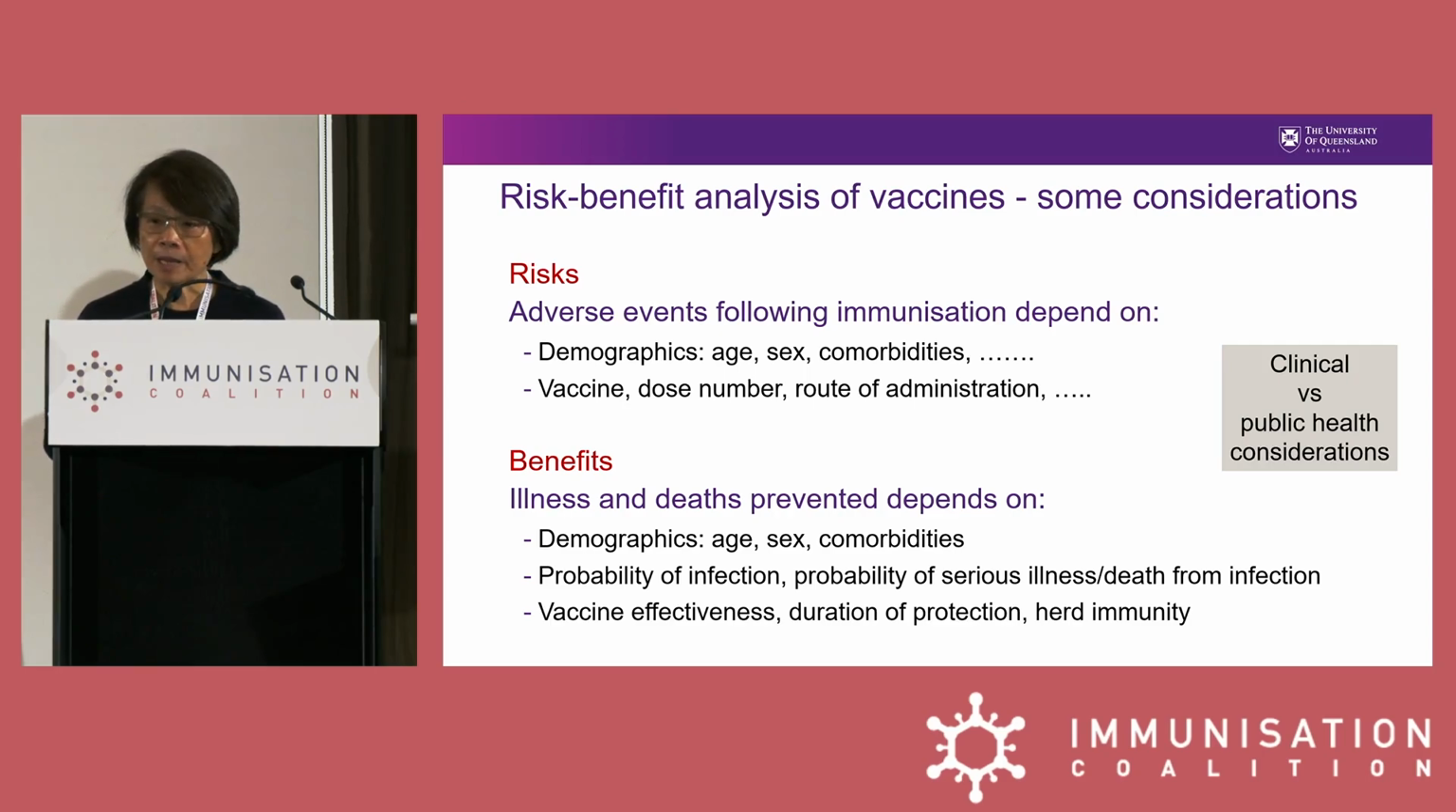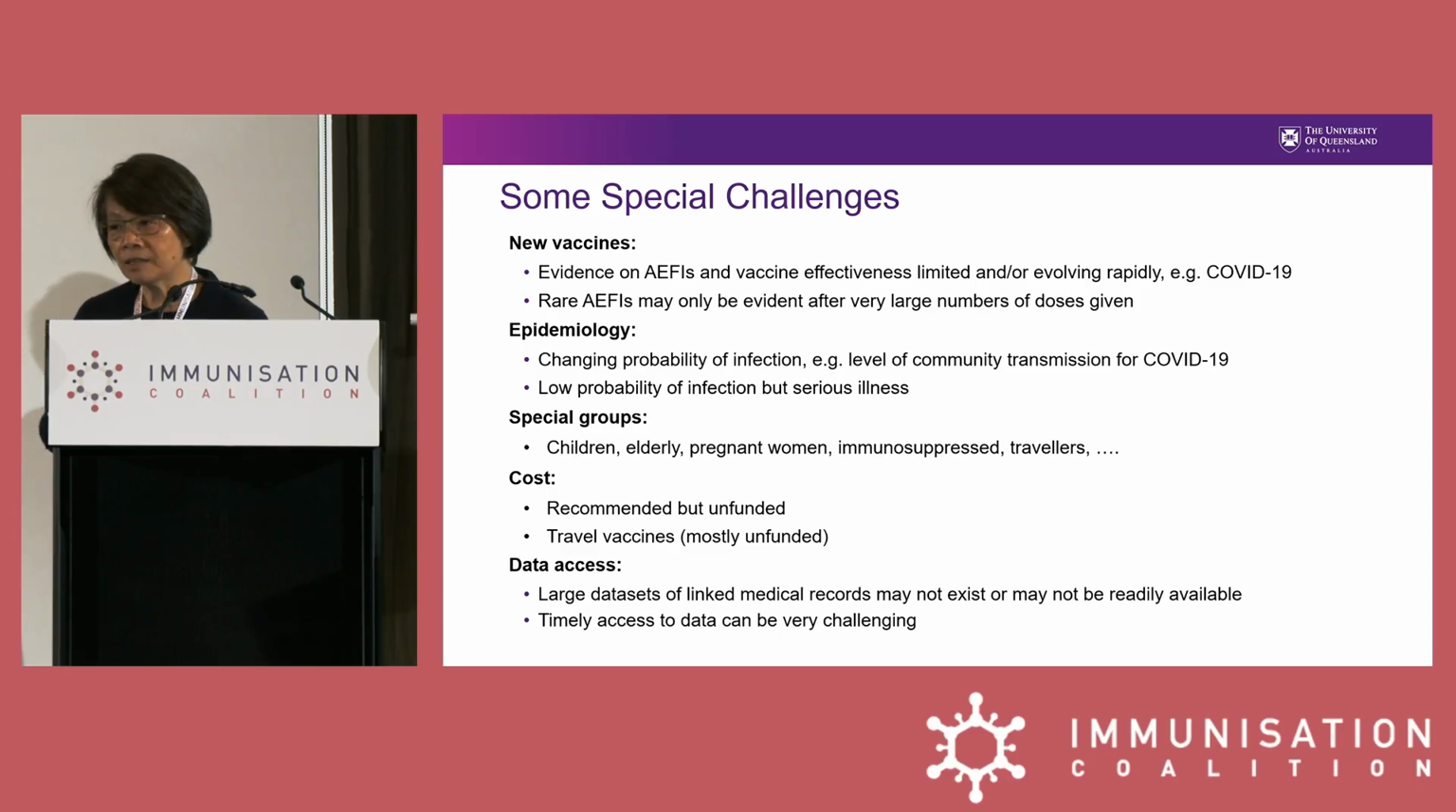So this also depends on demographics, but also on the probability of infection. And if you are infected, what are your chances of getting severe illness or dying? And also things like vaccine effectiveness, the duration of protection, and from a public health perspective, sometimes herd immunity also comes into consideration. And there are some situations where this risk-benefit analysis is especially challenging.